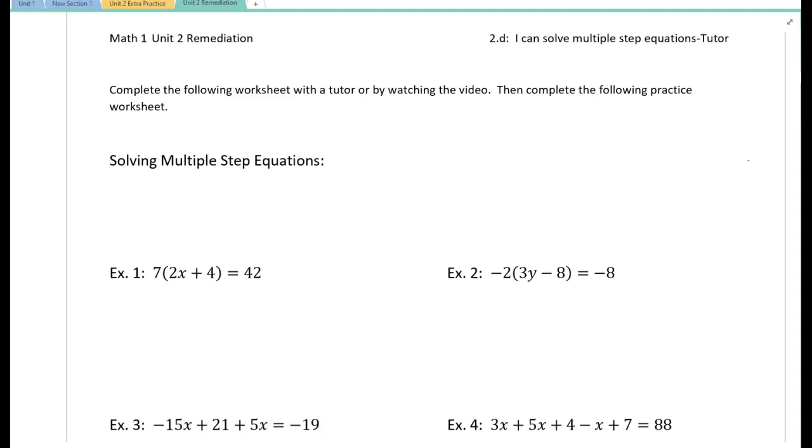So this lesson's on 2.d, which is solving multiple step equations. Okay, now if you know how to solve one step and two step, there's only one additional step here. So the way we approach these is the first thing we're going to do is simplify both sides of the equal sign.